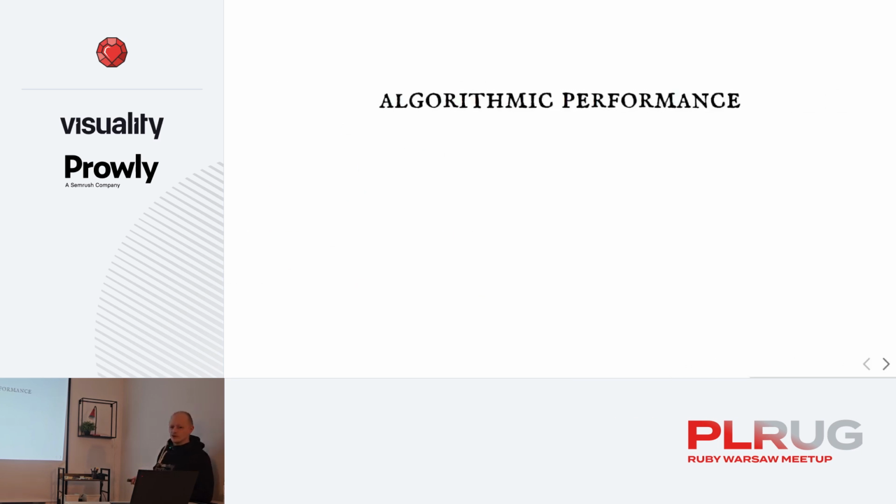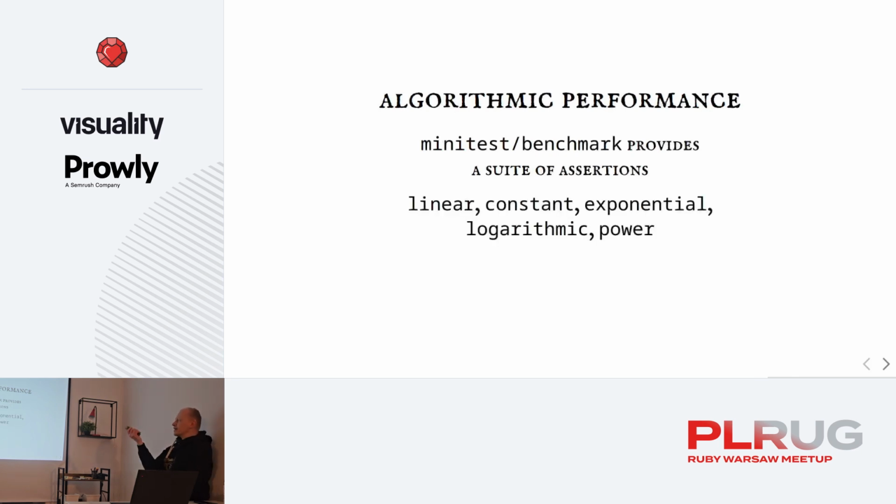So, algorithmic performance, we've already covered. Minitest benchmark provides a suite of assertions: linear, constant, exponential, logarithmic, power. So you can say, this algorithm should have linear performance or constant performance, O of n. Or, unfortunately, exponential or power, but hopefully logarithmic. And the way it works, it benches the test runs against an R² fit.